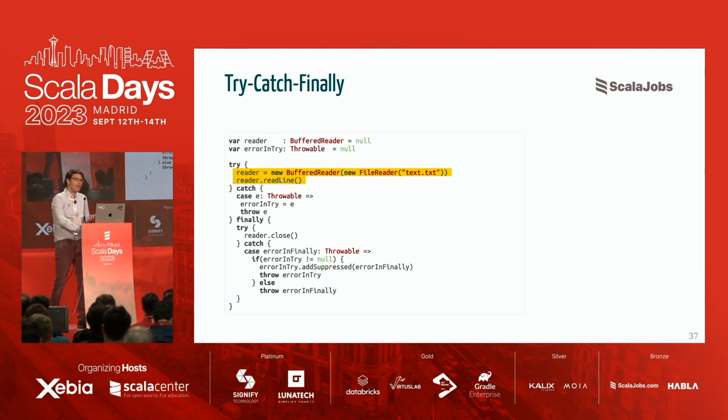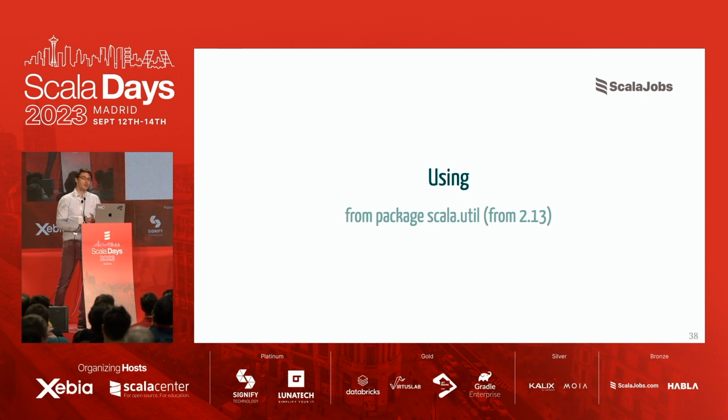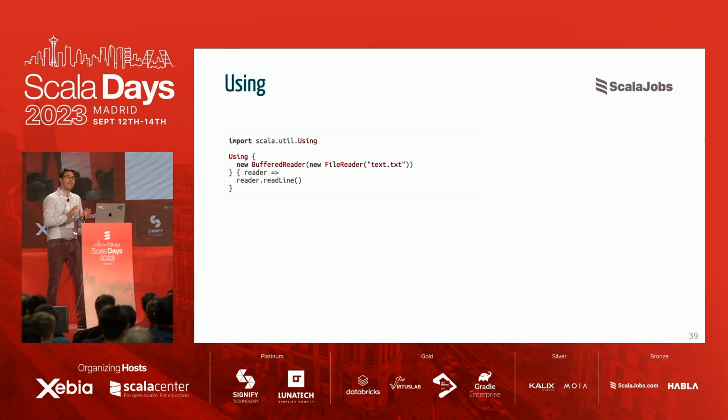But there is better in Scala. In the Scala standard library, in 2.13, they introduced something called Using. And it's in the same package, the scala.util package, which is the same place where you find Try, for example. And Using is great. Here is the same code as I've shown you before with try-catch, now with Using. So here we have two parameters. The first one is how to initialize or open the file.